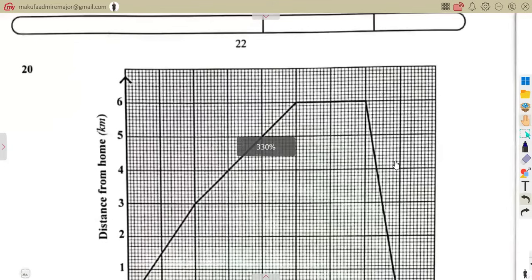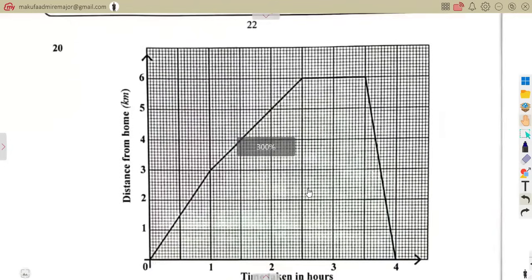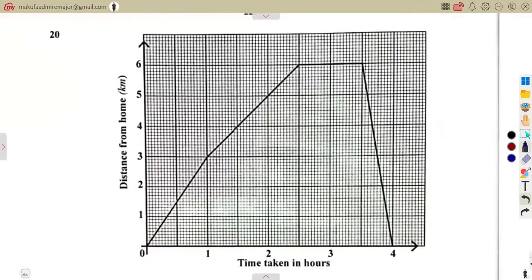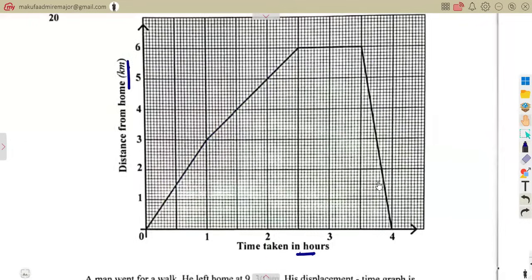Number 20, we are given a distance time graph, distance from home in kilometers. Then you are also given the time traveled in hours. These are the hours, and this is the distance as you are going up: 1, 2, 3, up to 5, up to 6. At the point 6, the person rests for this time, then travels back again. Going up, he covered up to the end point, which is 6 kilometers. So he traveled the first 6 kilometers and the other 6 kilometers going back home.